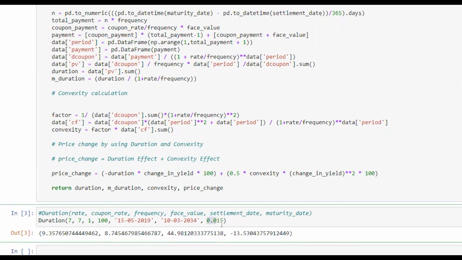In this case, interest rate is increased. What if interest rate is decreased? Let's put a negative sign and run this. So the positive change we have noticed is 14.54%.